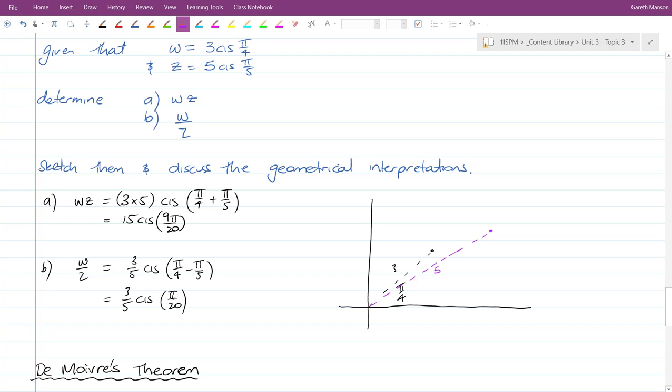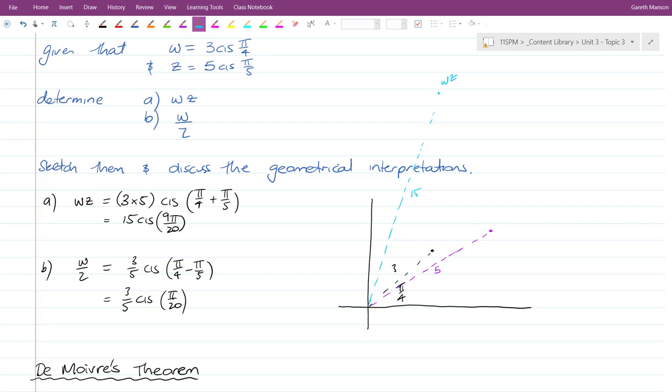And WZ, 9 pi on 20. What's 9/20 of 180? I'll give you a hint. It's 81, good. Don't need to give you a hint. 81's up here. And it's also got that modulus of 15, so it's right up here. This is WZ. It's got a modulus of 15. But you'll notice here with WZ that we're adding the argument. So this is just rotated around. It's W rotated around by Z's argument.